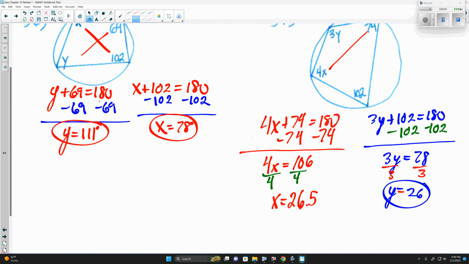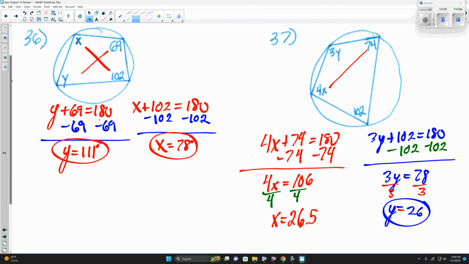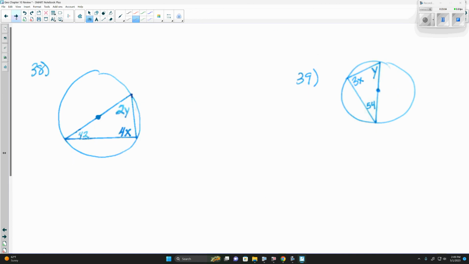In an inscribed quadrilateral, the angles opposite each other add together to be 180. We good with 36 and 37? We ready for the next two? So this one here, whenever we have a triangle and one of the sides is the diameter, the angle opposite the diameter is going to be 90. So we can just set 4x equal to 90.